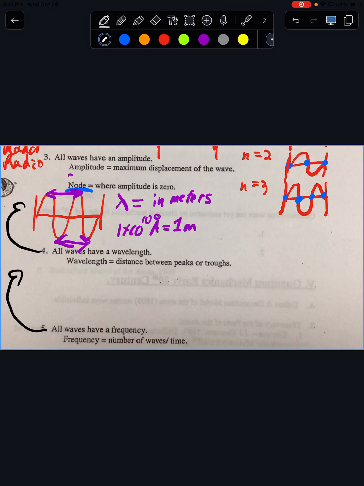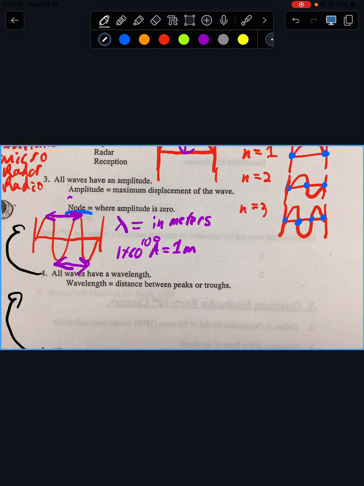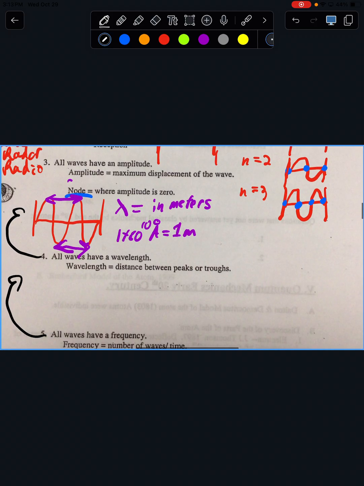Yep. So for that thing that you drew right there, this would have 5 nodes, right? 1, 2, 3, 4, 5 nodes. All right. Frequency. All waves have a frequency. So this would be low frequency. This would be high frequency.